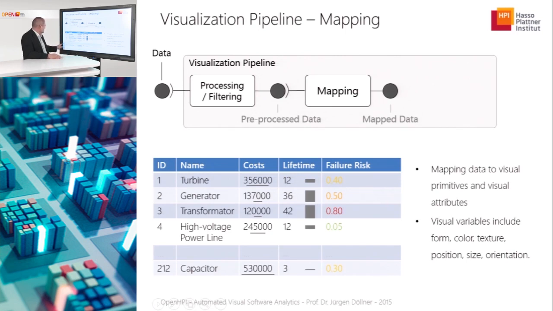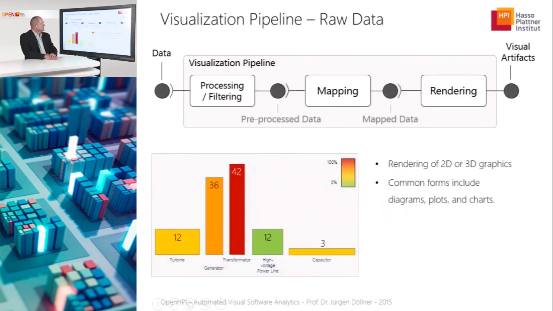Once the mapped data is available, we can do the final step, the final stage. It's the rendering stage. Rendering refers to mapping the mapped data to graphics, to something that can be seen, that can be visualized, that can be interactively manipulated. For example, we can use a rendering engine for 2D or 3D graphics. Common forms include diagrams, plots, and charts.